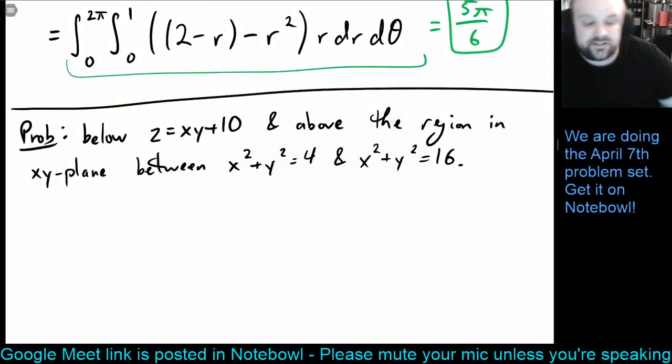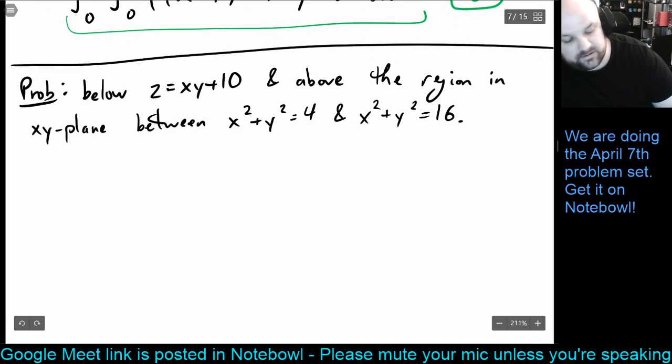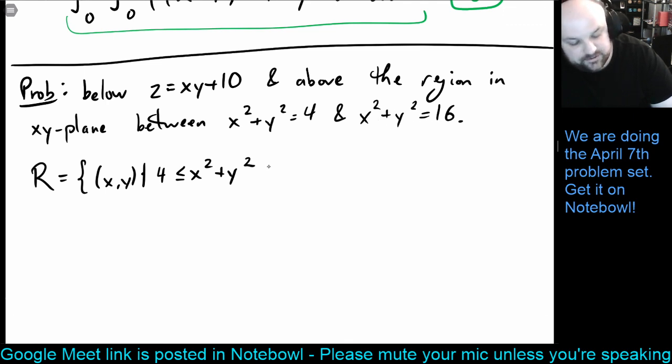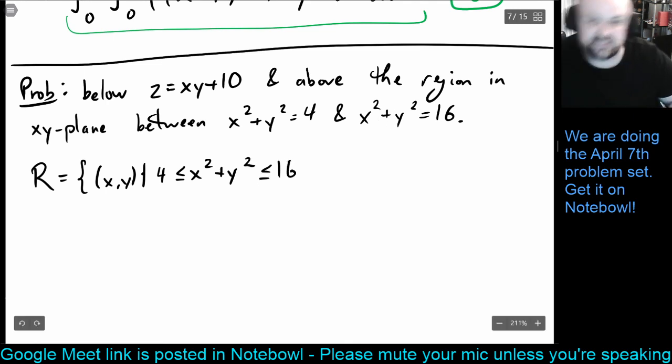So if we're looking for a region R that's between these two, we're saying, all right, well, the region is xy, where this is the inside circle, so x squared plus y squared has to be bigger than that, but it has to be inside this circle, so it has to be less than or equal to 16. So that's our region R.